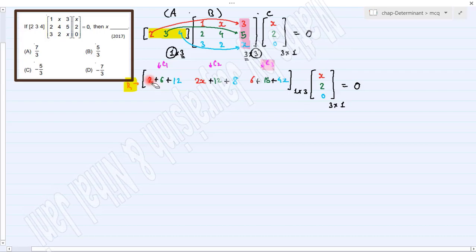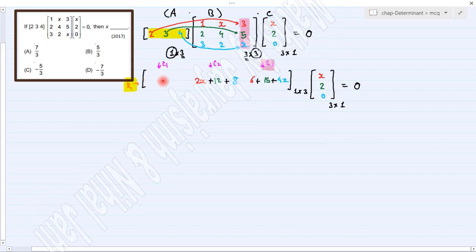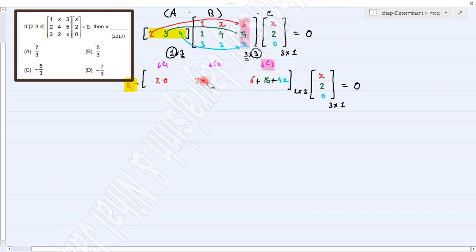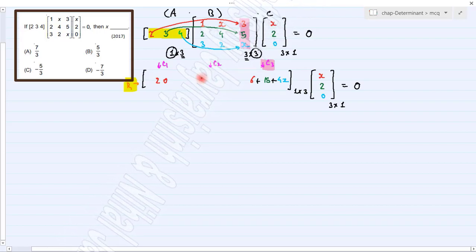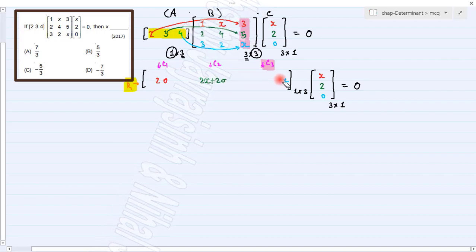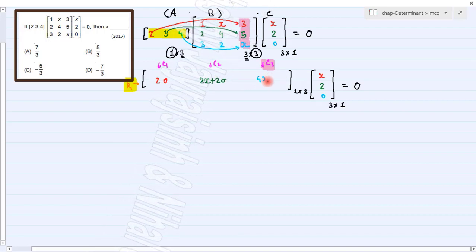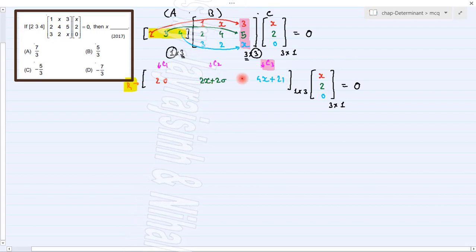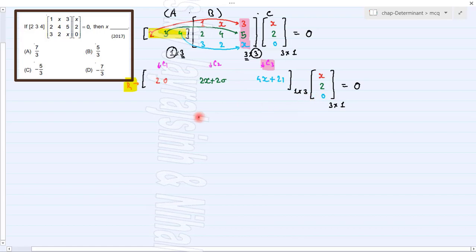Now let's simplify. 2 plus 6 plus 12 will be 20. Then here 12 plus 8 plus 2x will become 2x plus 20. And your last element will be 4x plus 21. So we are ready to multiply AB with C.